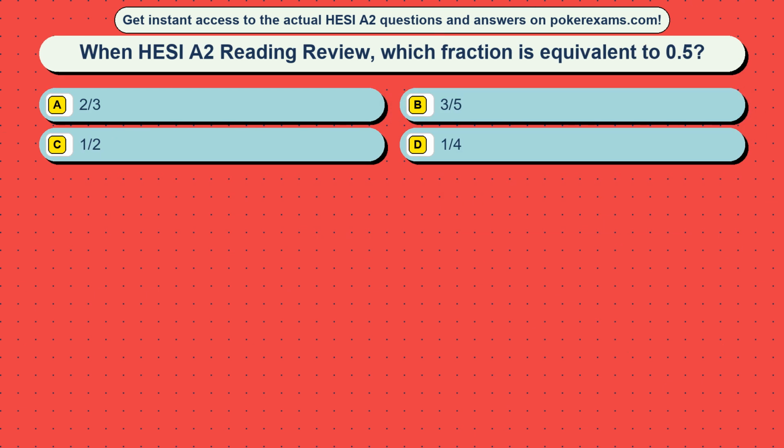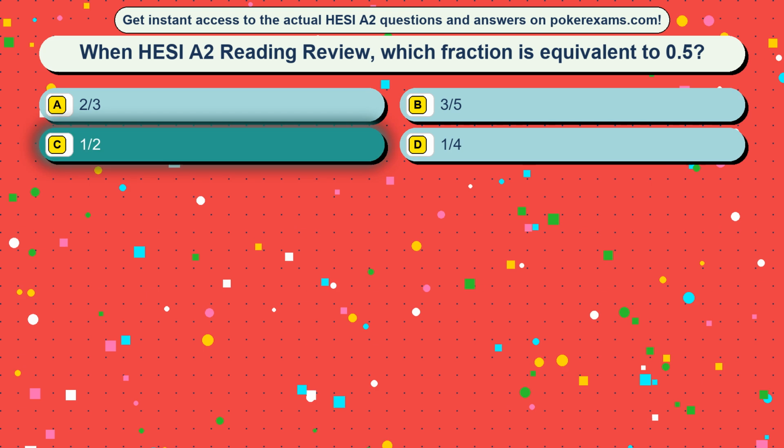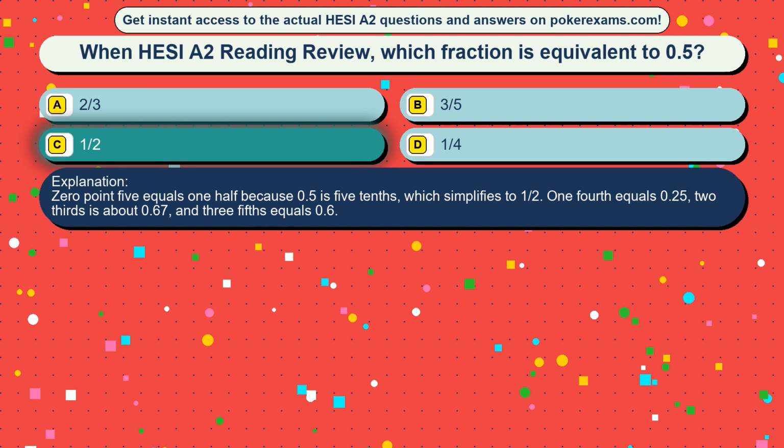Question 39. When HESI A2 reading review, which fraction is equivalent to 0.5? Option A, 2/3. Option B, 3/5. Option C, a half. Option D, a quarter. The correct answer is option C, a half. 0.5 equals 1/2 because 0.5 is 5/10, which simplifies to a half. 1/4 equals 0.25, 2/3 is about 0.67, and 3/5 equals 0.6.